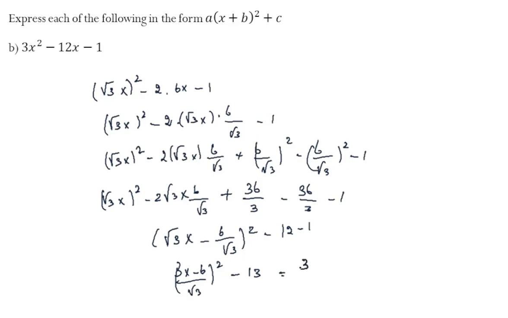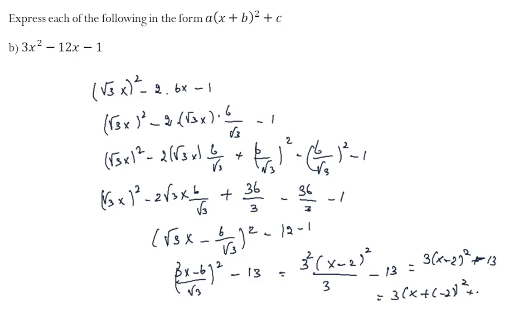Then we can take the 3 common from 3x minus 6. We get (3x minus 2) over root 3, squared, which is 3 minus 13. Then 3 and 3 cancel and we get the numerator as (3x minus 2) the whole square minus 13. We can rewrite this in the form 3 times (x minus 2) the whole square plus minus 13. Okay. Thank you.